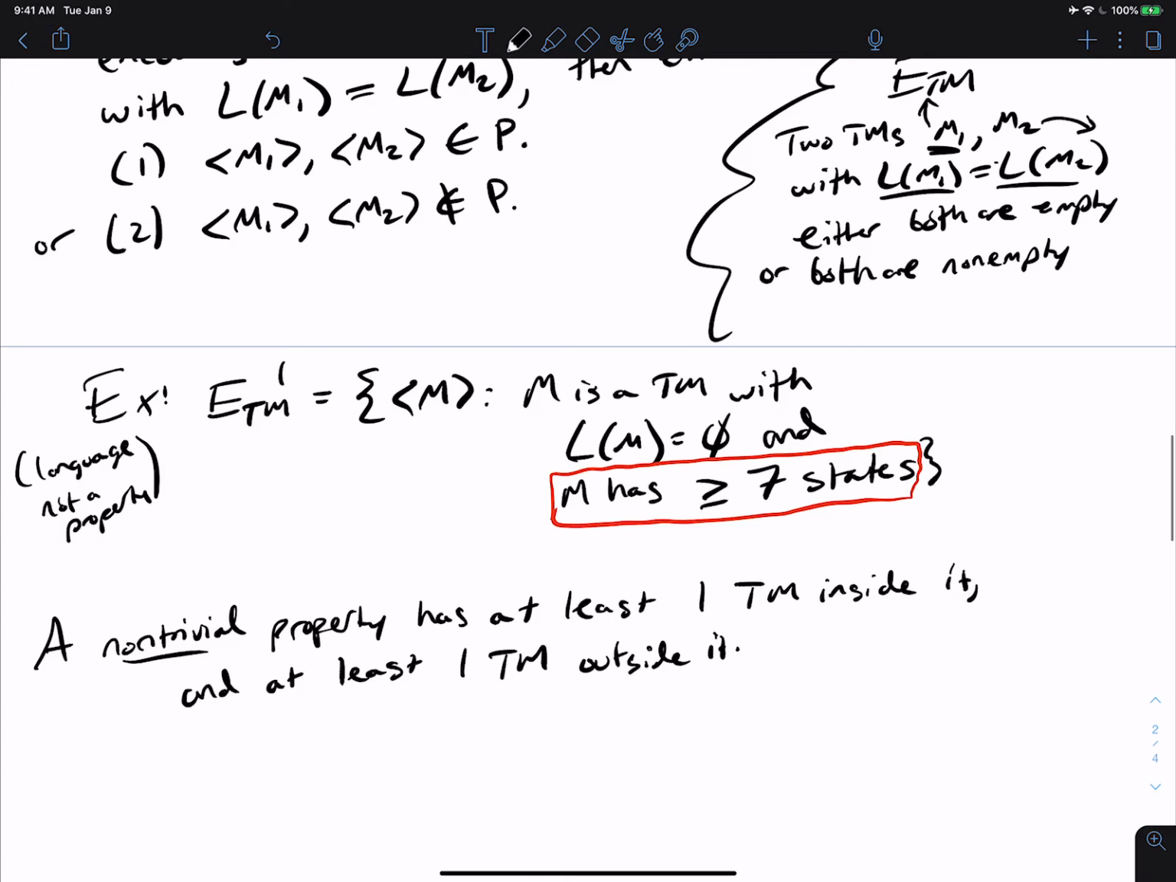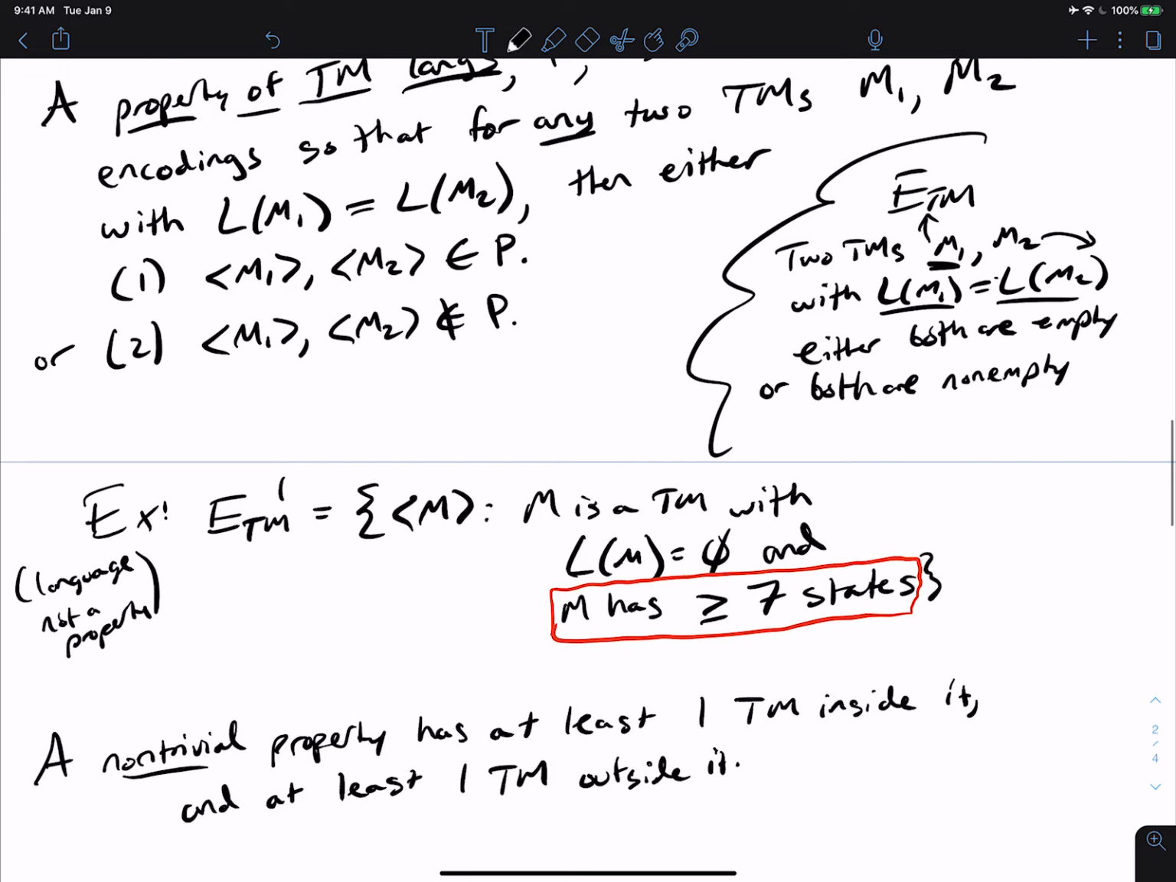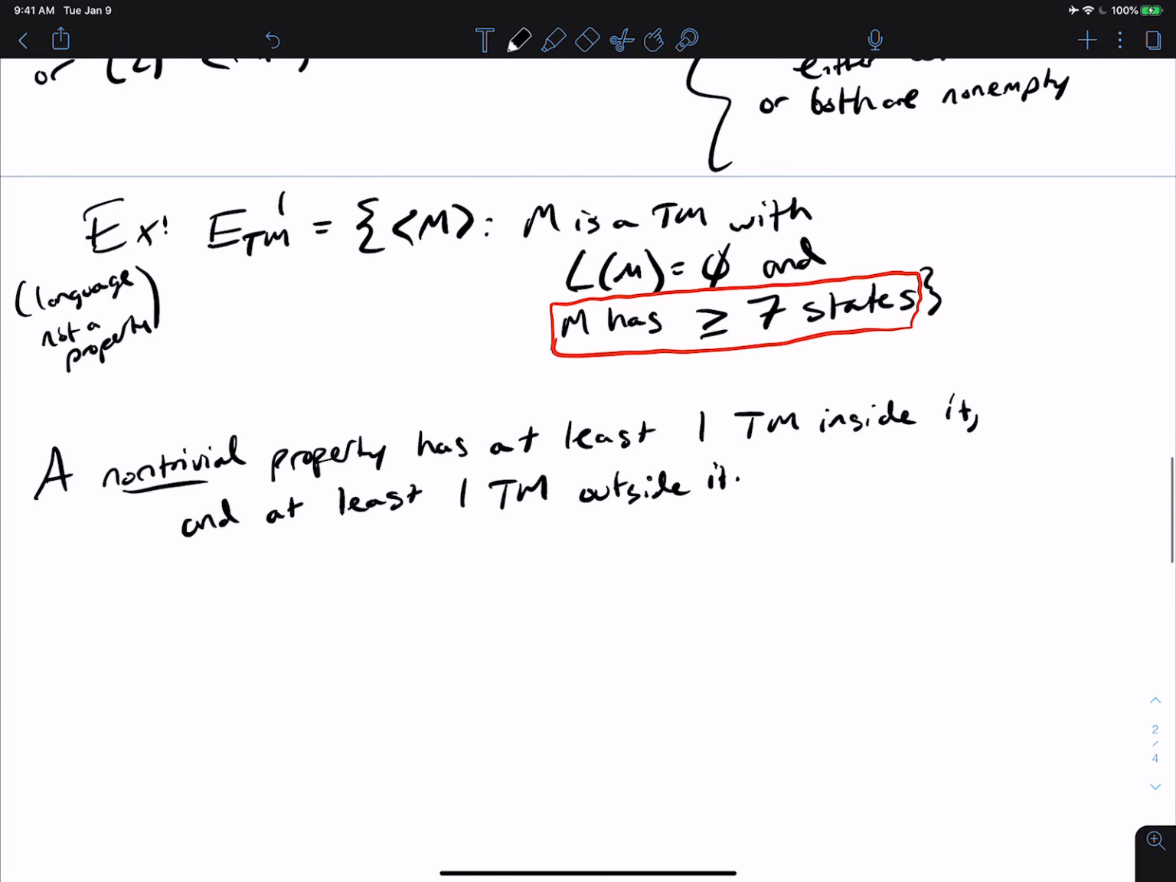So it just means that there is a Turing machine inside that property, and there's one that doesn't have the property. ETM is an example of a non-trivial property. We proved that it's a property, and think of the Turing machine that rejects everything. That's in ETM because it has empty language. Now think of a Turing machine that accepts everything. That's not in ETM. So that means that ETM is a non-trivial property.